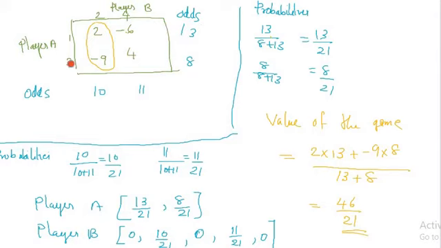So player A strategies are 1, 2. For player B, the strategies are 2 and 4. Then the reduced matrix is shown here. Now we can find the value of the gain using the oddments method.